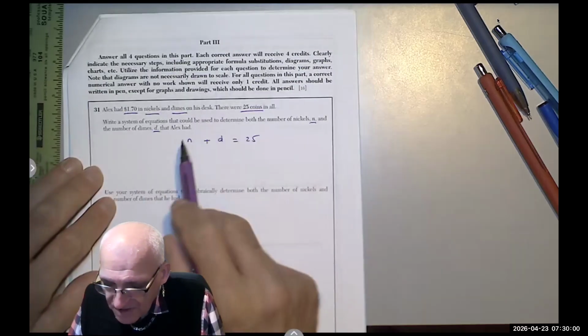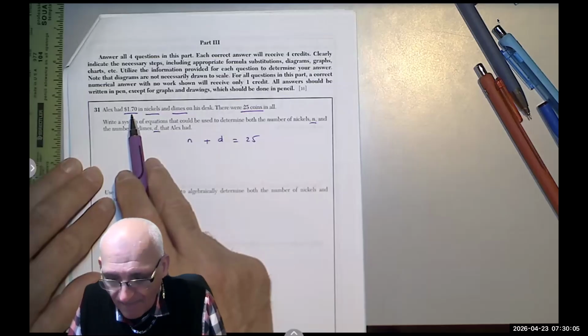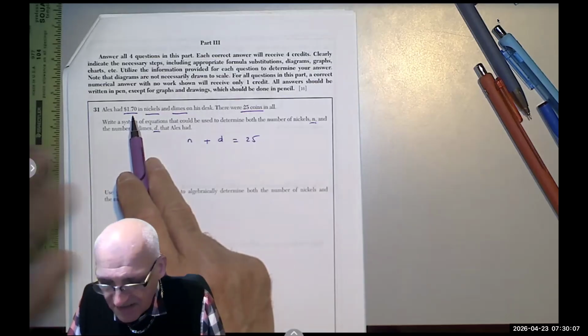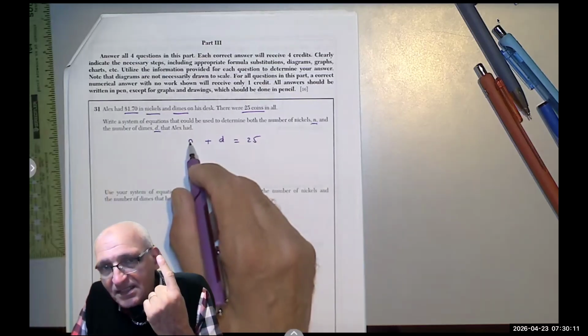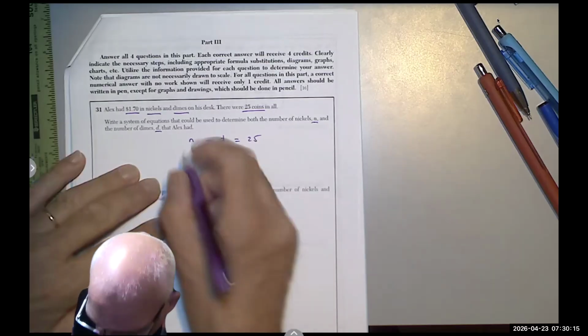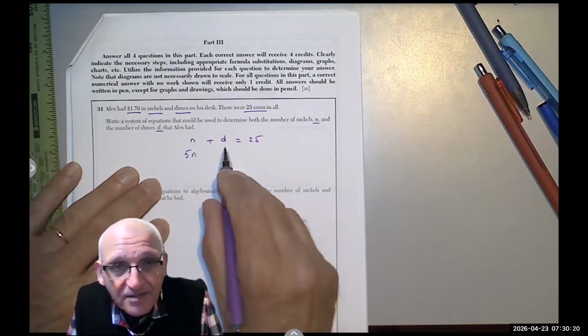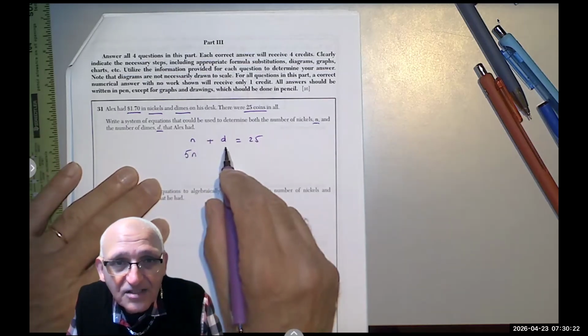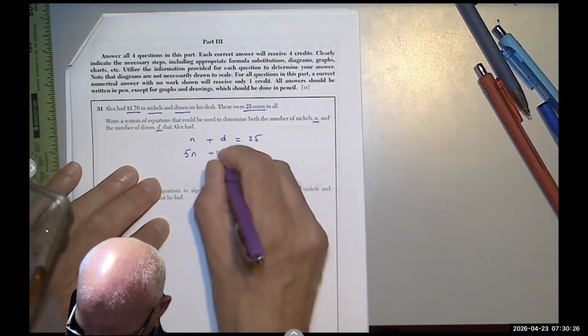The second equation says they have a value of 170. So we can use cents, it's easier. Each nickel is worth 5 cents, so if I have N of them, they are worth 5 times N. Every dime is 10 cents, so if I have D dimes, their value would be 10D.